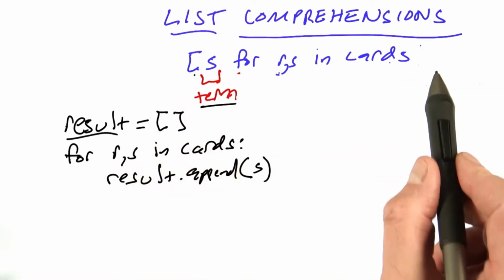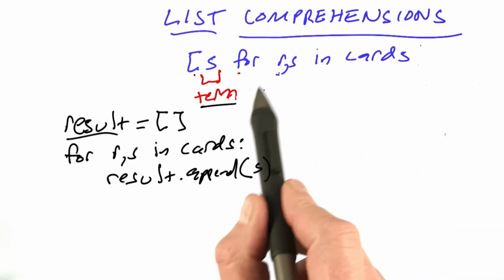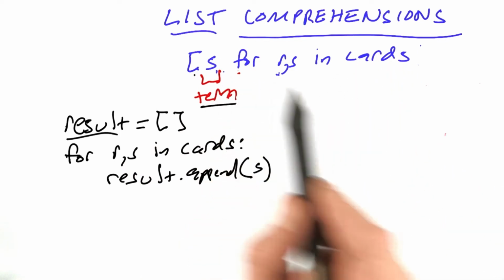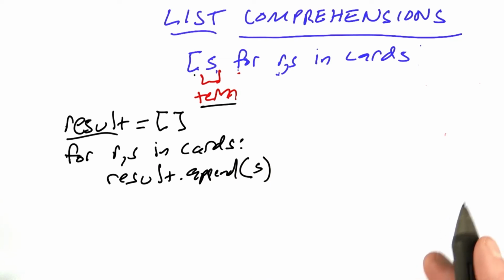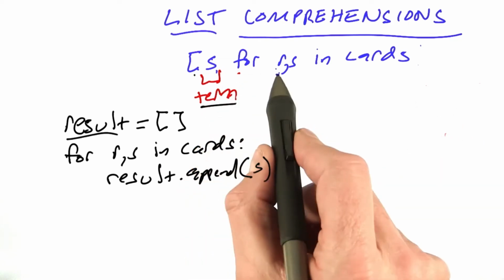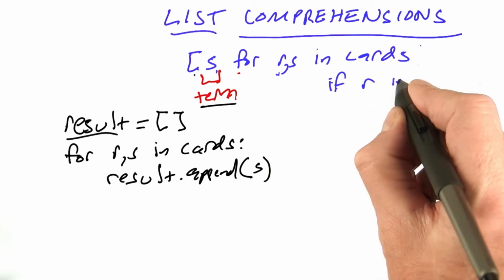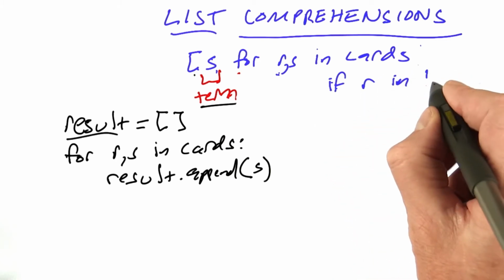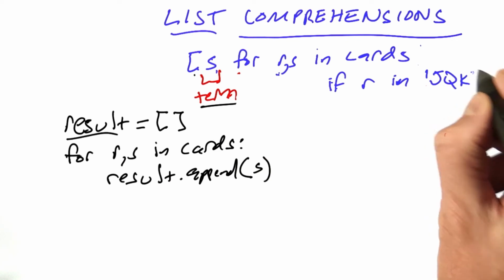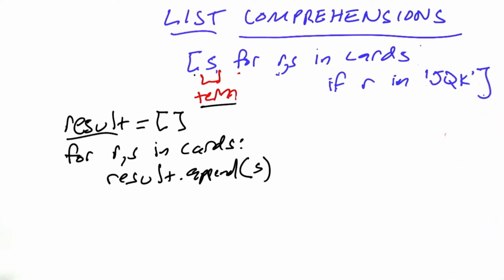Now I'm going to show you a more complex list comprehension. Say we wanted the list of suits for all our face cards, then we could say S for R, S in cards if the rank of the cards is, say, in Jack, Queen, King. I don't know why you'd want that, but there's a possibility.